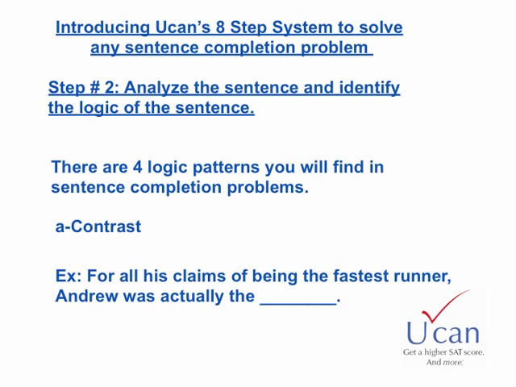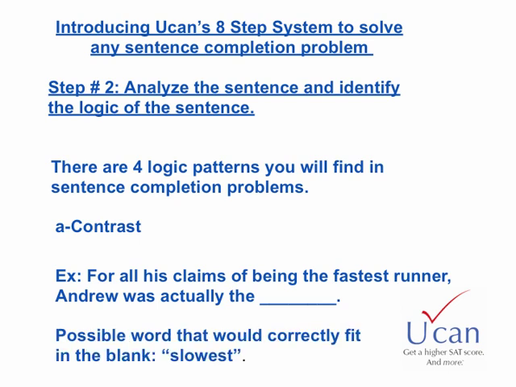We could substitute for all with an expression such as, in spite of his claims of being the fastest runner, Andrew was actually the blank. And of course, the possible word that will fit would be a word like slowest. So for all is what we call a trigger word that tells us we're dealing with a contrast. This is an important keyword. We're going to be talking about that in step 4. Andrew was actually the slowest. Okay, good. So that's the first type of logical pattern.